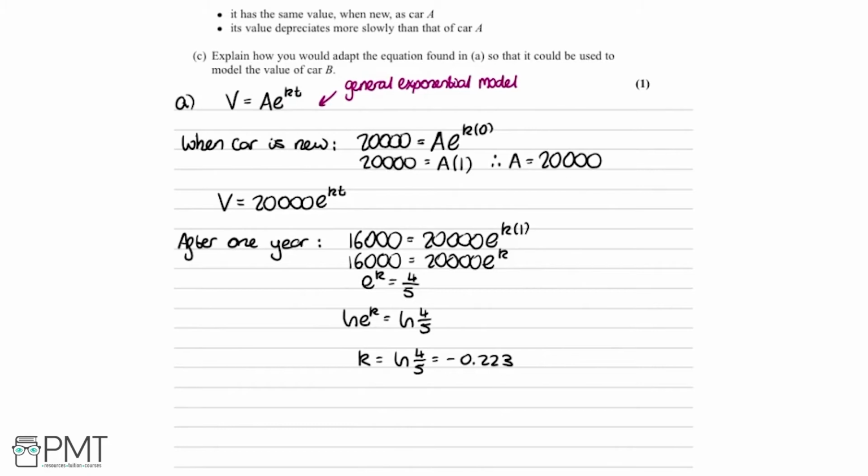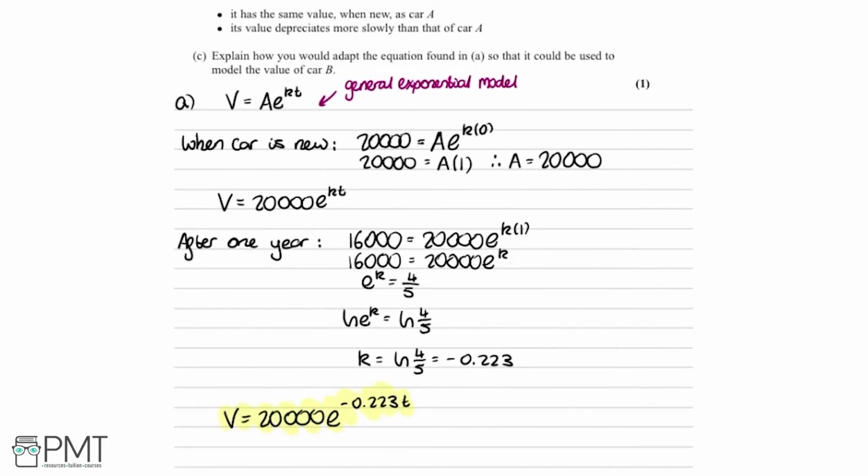For that to happen, we know we're going to need to have a negative value for k in our model. Bringing all this information together, we can write a possible equation that links v and t. So we're going to say v equals 20,000 multiplied by e to the power of minus 0.223t. And that is our final answer.